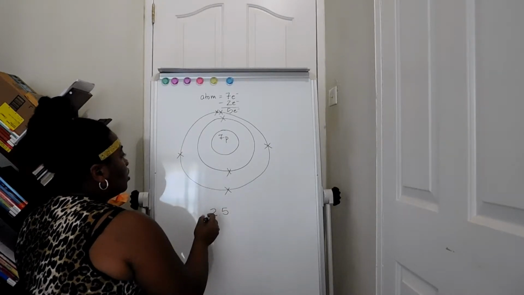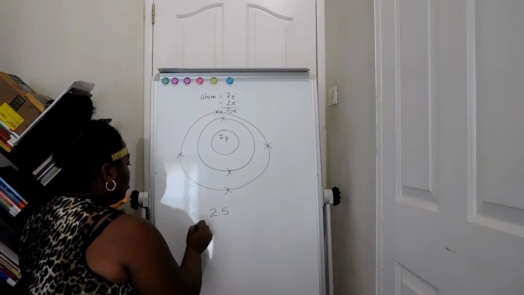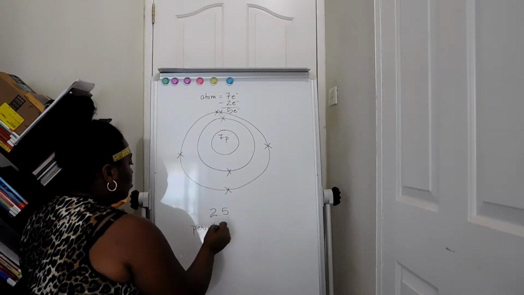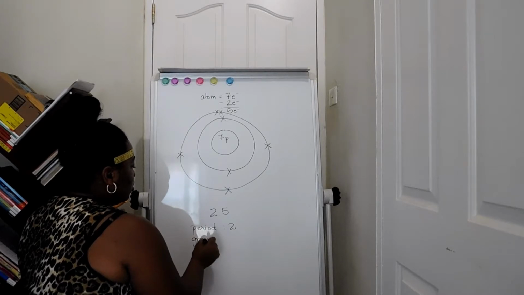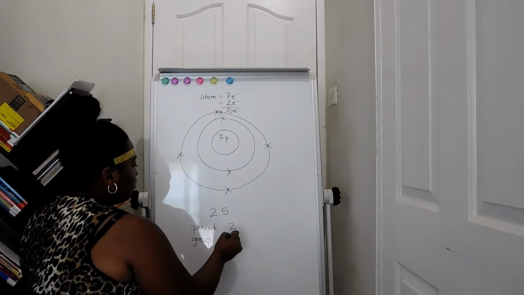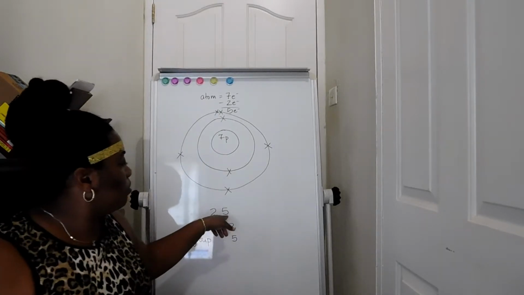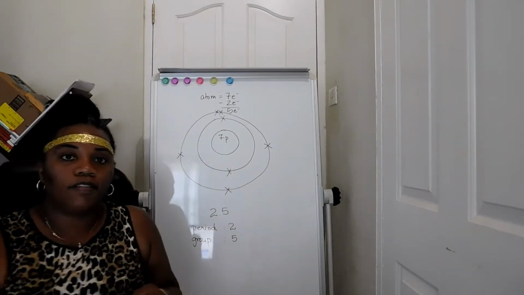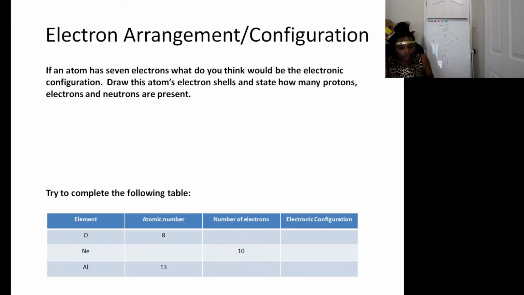And so we know that this atom is in period 2, and it's in group 5. Period 2 because you have two numbers, and group 5 because the last number is a 5. Okay? So here it says try to complete the following table.